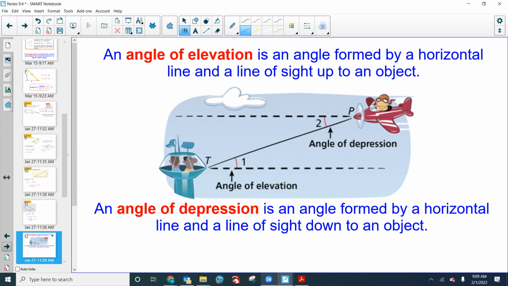Now, what if there's an ant on the ground, and it looks up? Well, the ground is the horizontal line. You can actually visualize it, right? And it looks up. That's the horizontal line, and it's not imaginary. It's actually there. So that's what you have to be careful of, all right?